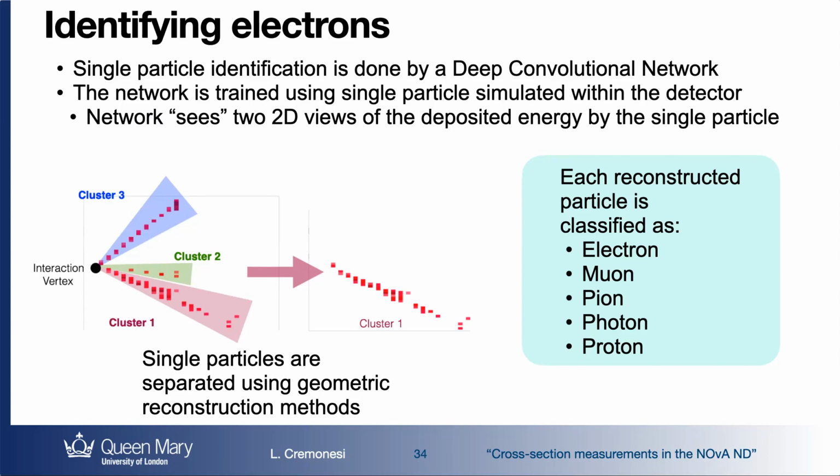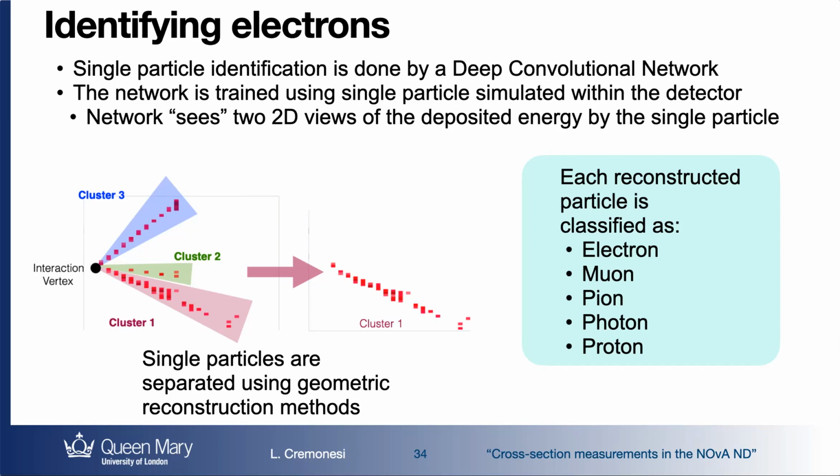2D views of the deposited energy of the single particle. If you remember the event displays that I showed you earlier, it's something similar. Instead of the event display, you have similar views, but on the z-axis there will be the energy deposited. And each reconstructed particle is then classified as electron, muon, pion, photon, or proton. So this is single particle identification.